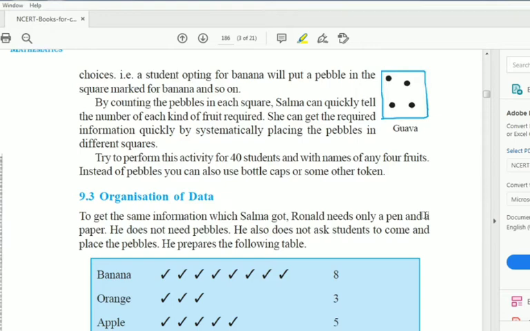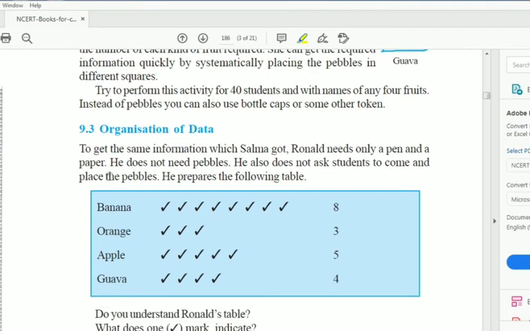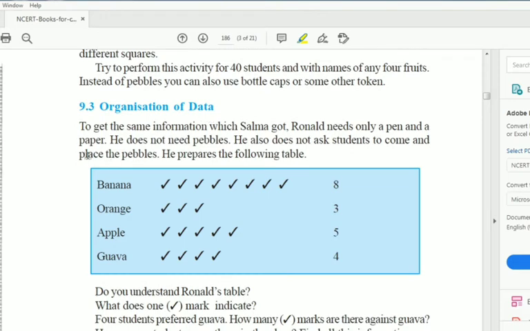So how do we have to organize the data? Look here carefully. Organization of data. To get the same information which Salma got, Ronald needs only a pen and a paper. He does not need pebbles. He also does not ask students to come and place the pebbles. He prepares the following table.